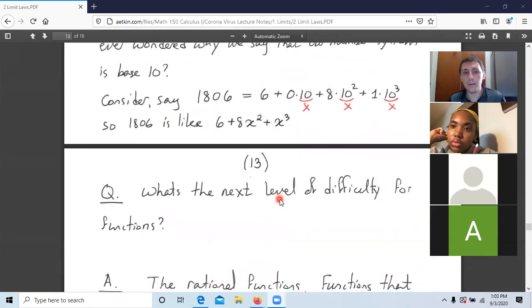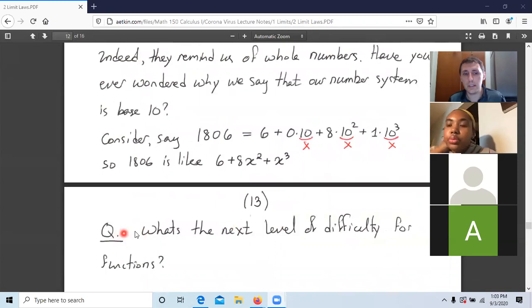So maybe one last question, guys, guess what's the next level of difficulty for functions? We know that we have addition, multiplication. What other operation do we add to make it slightly more difficult? Division. Exactly. So if you have addition, multiplication, and division, then that's called a rational function, okay? And let me ask you this question. Is any polynomial also a rational function?